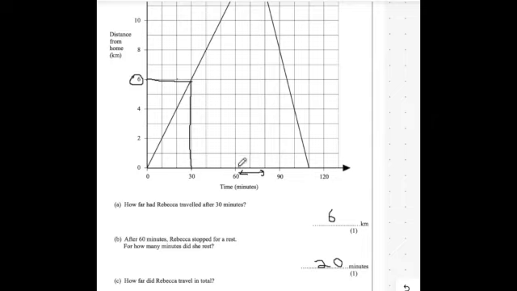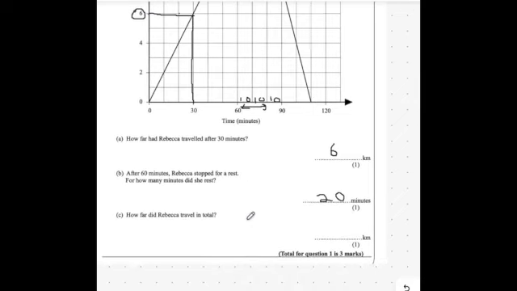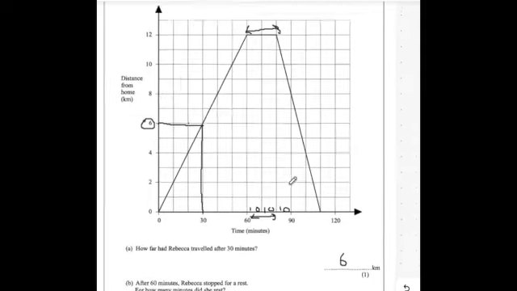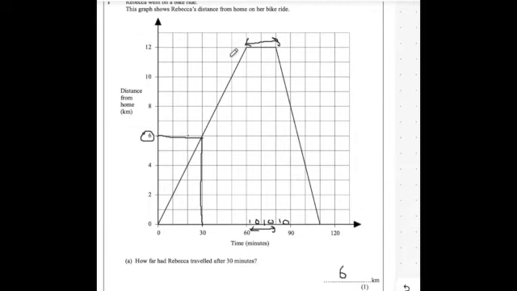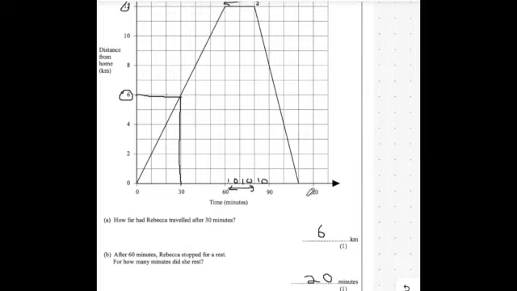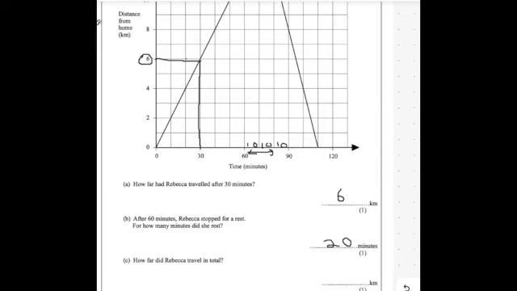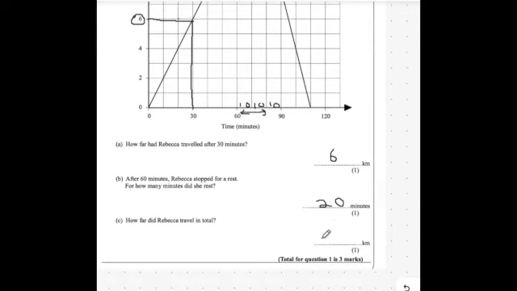How far did she travel in total? So you can put that 10, 10. Each block is 10. So in total, she travelled, you can see up at the top here, to get a distance, it was 12 kilometres there and 12 kilometres back. So 12 plus 12 is 24.